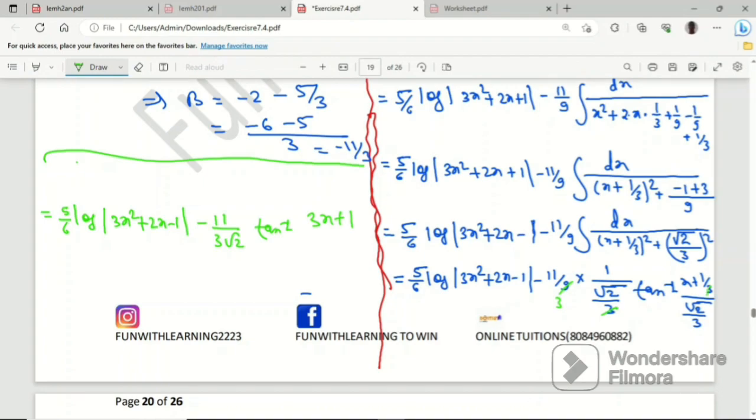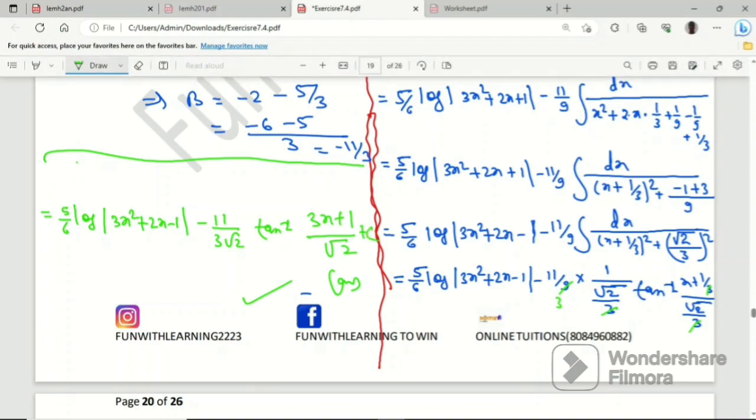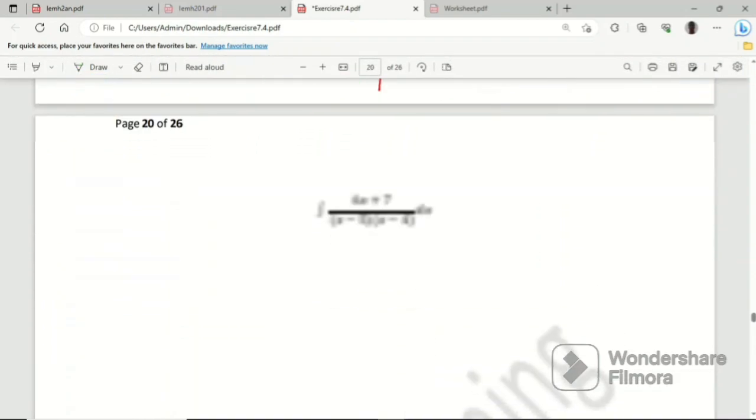By 3 it will be cancelled after solving. So I'll get under root 2. So this should be our answer. I hope it is right now. So now we can move on to plus C also. So now we are moving on to the next question. It is 19th number.